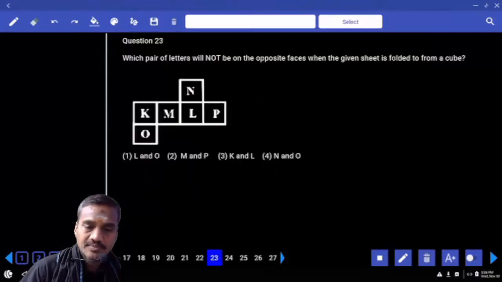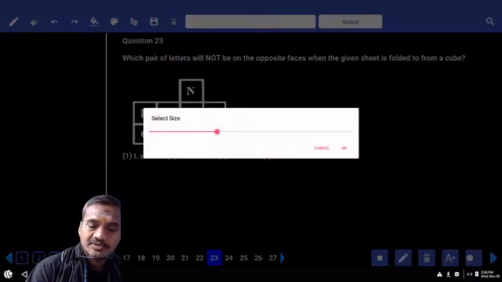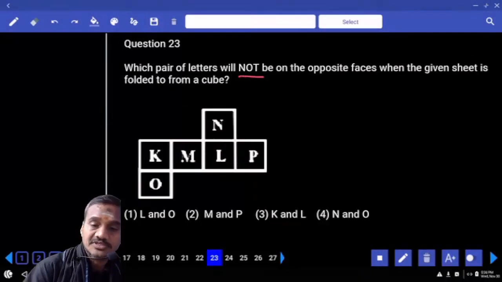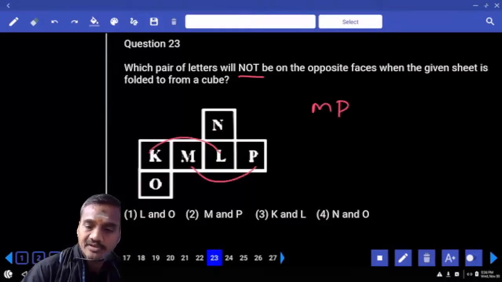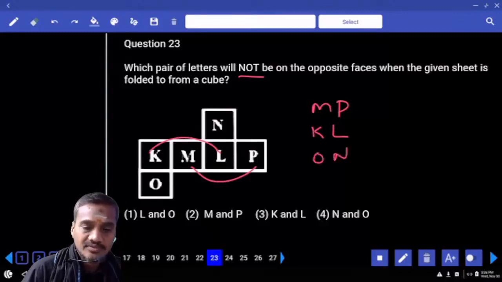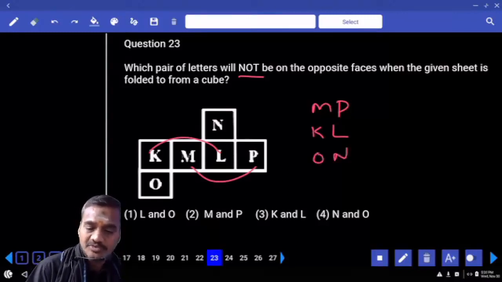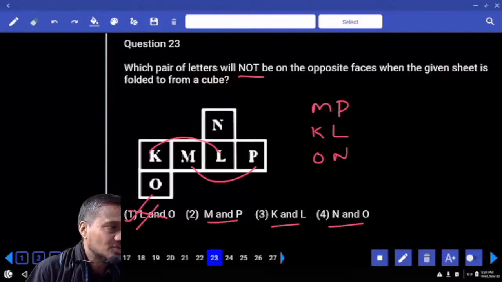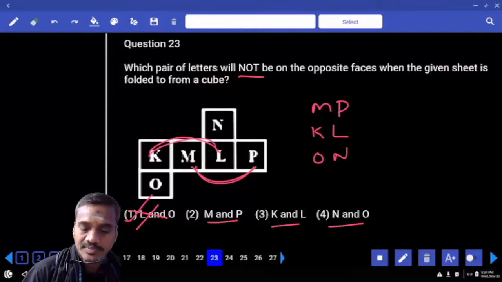Then 23. Now which pair of letters will not be opposite? Now tell me which are opposite here. M and P are opposite, alternate elements. K and L are opposite, alternate. O and N are opposite. Then L and O are not opposite. Which is not opposite? L and O, choice 1. Every alternate element is always opposite to each other.